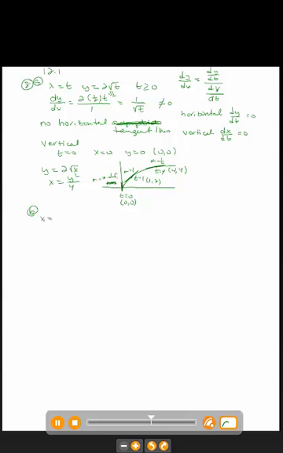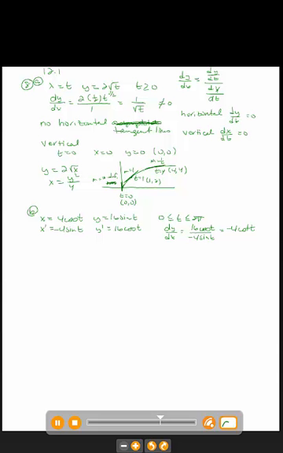Part B has x equals 4 cosine of t, y equals 16 sine of t. We are between 0 and 2 pi. So let's go with our derivatives. X prime is going to be negative 4 sine of t. Y prime is going to be 16 cosine of t. So dy over dx is going to be 16 cosine of t over negative 4 sine of t, which turns into negative 4 cotangent of t.